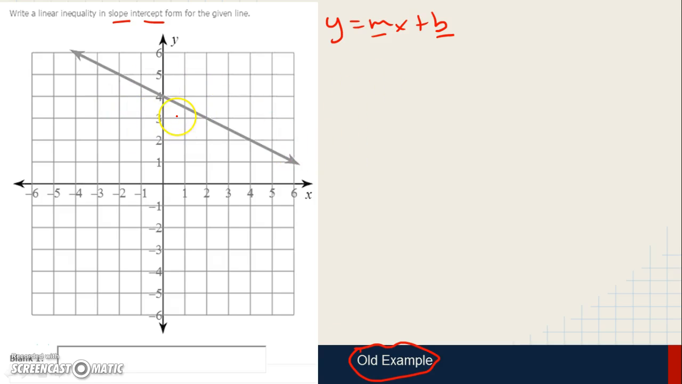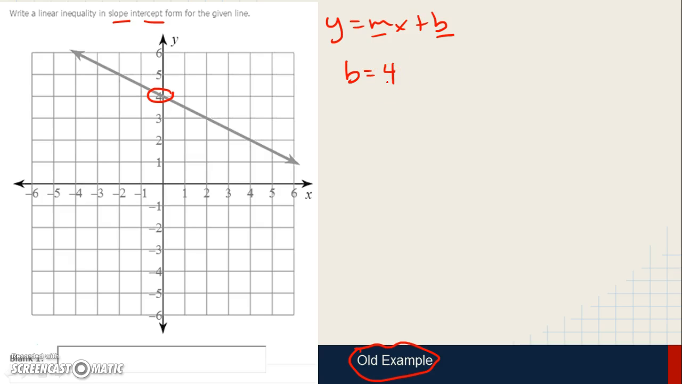So if we look here, the first thing that we did was we identified the y-intercept. So where is this line crossing the y-axis? Well, if I start at the top of the y-axis and I go all the way down until I see the line, then I know the y value here is 4. So we found our y-intercept first.